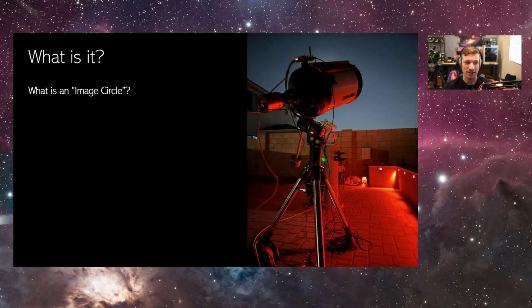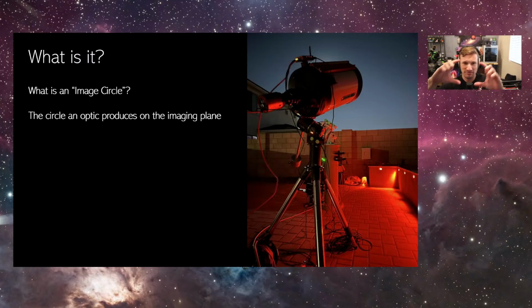So what is an image circle? An image circle is the circle an optic produces on the imaging plane. When light goes through a lens or a telescope or whatever you're using for photography, it produces a circular image. It projects it. And either that is caught by an eyepiece and brought up to the eye so we can see, or it's projected onto a camera. Now, that circle is basically telling you how big of a sensor you could put on the back of the telescope.